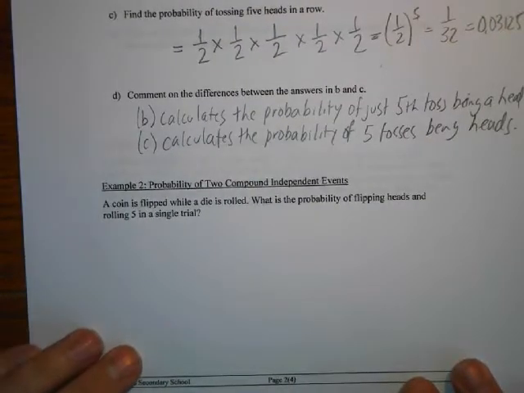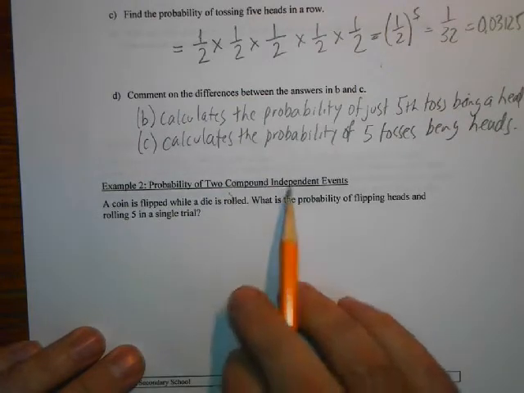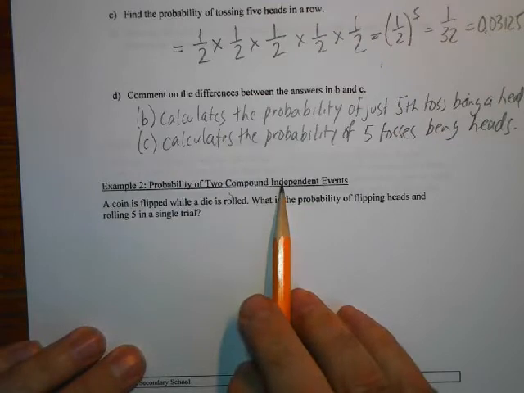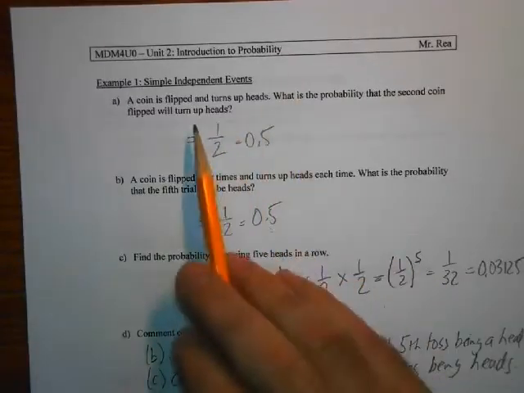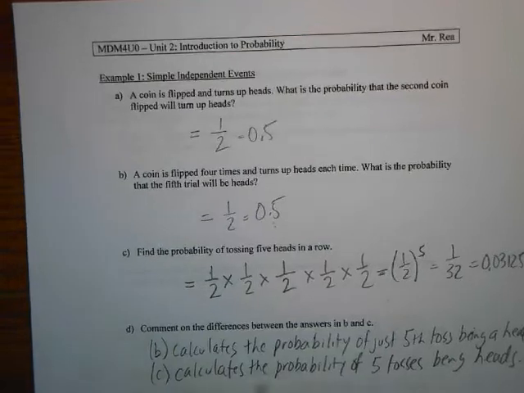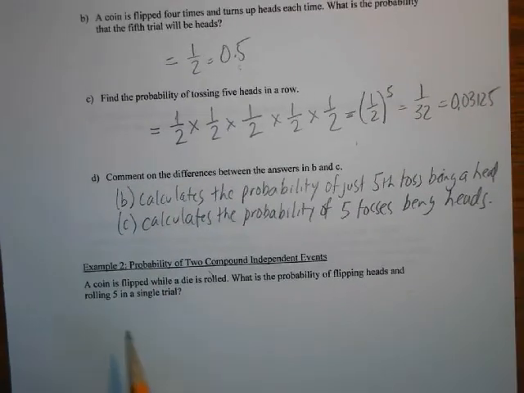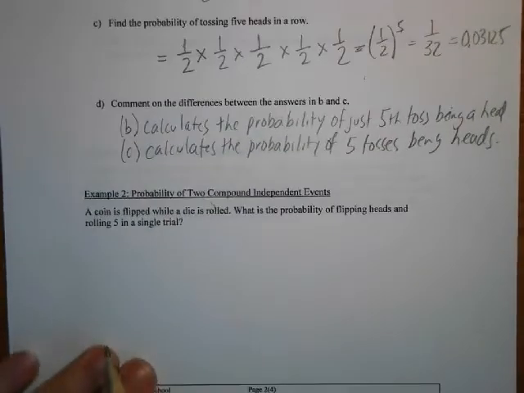Okay, example 2, and this time we're looking at compound, which means more than one event, and we're kind of being spoiled by being told they're independent. The previous one, example 1, was independent too, but in this, each of these flips is considered a separate event. So this time we've got 2 different types of events. A coin is flipped while a die is rolled. What's the probability of flipping heads and rolling a 5 in a single trial?